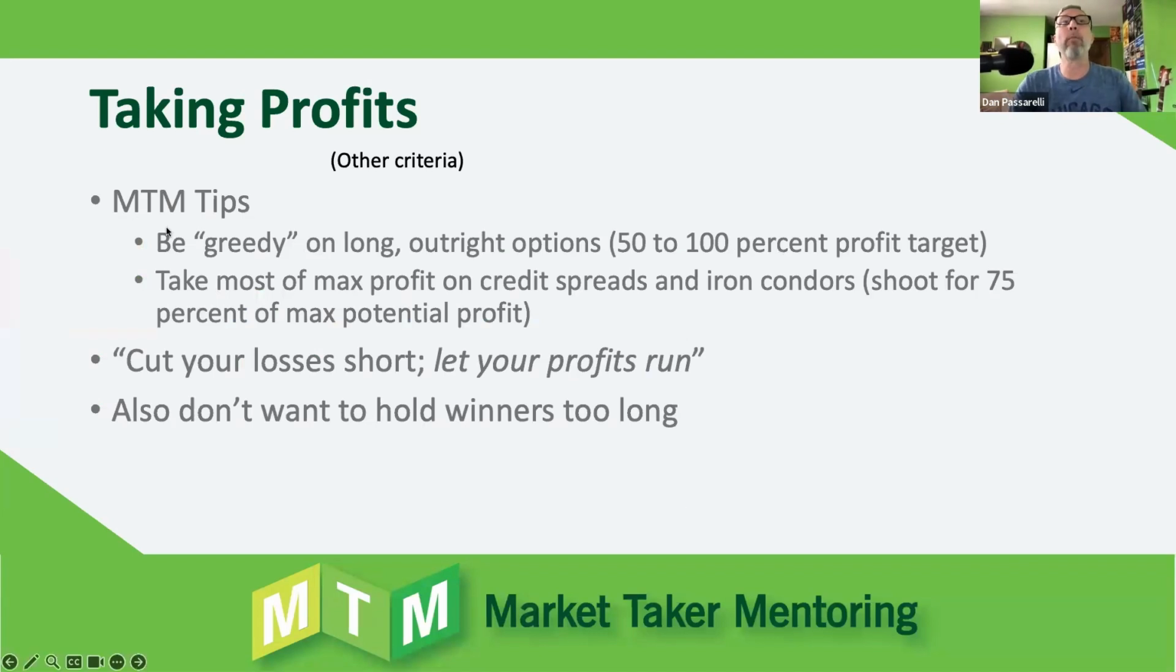Okay, a couple of Market Taker mentoring tips. Be greedy on long outright options. We want to look for at least a 50% profit target, maybe 100% or more. Take most of the max profit on credit spreads and iron condors. Shoot for anywhere from 60 to 75% of the max profit target. Don't hold those to expiration, because at some point the risk reward's not going to be there anymore. If you sell it at $1.50 and now you can buy the credit spread back at 5 cents, take the lion's share of the profit and move on to a better trade where you can make more than 5 more cents.